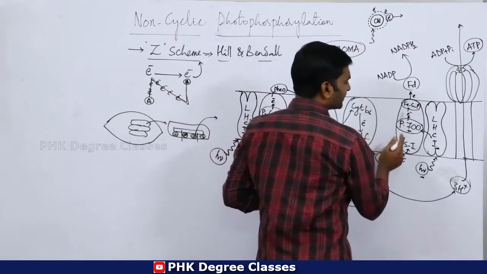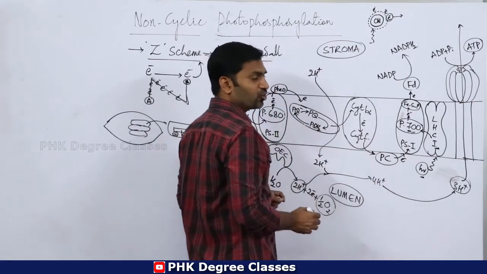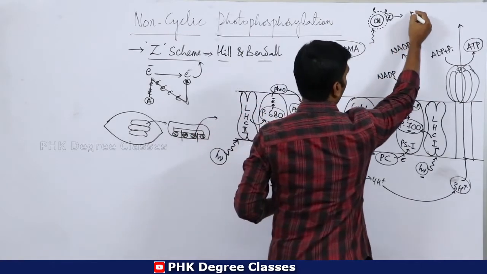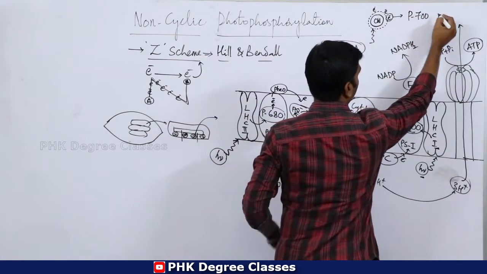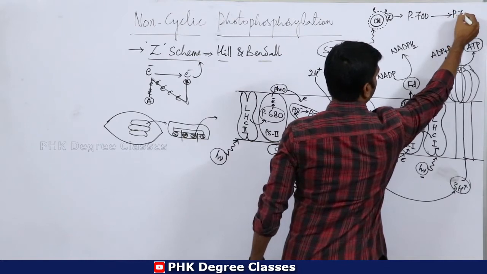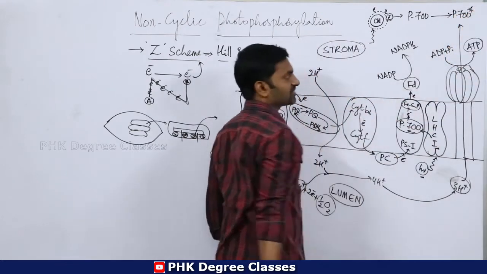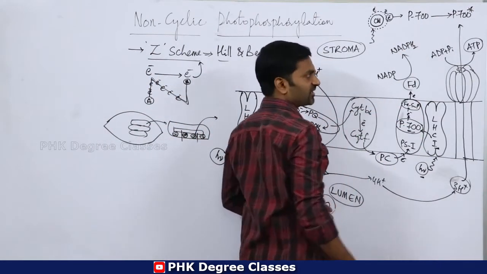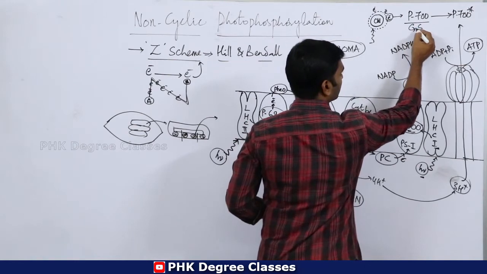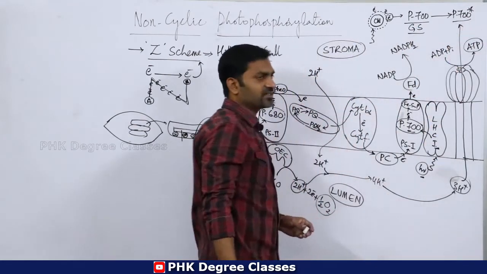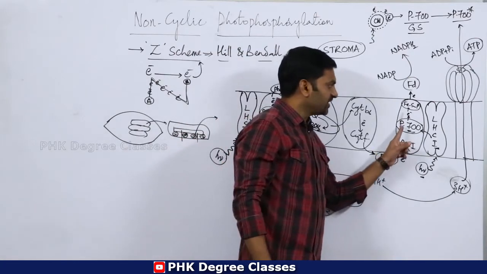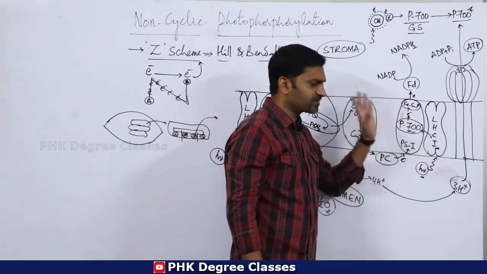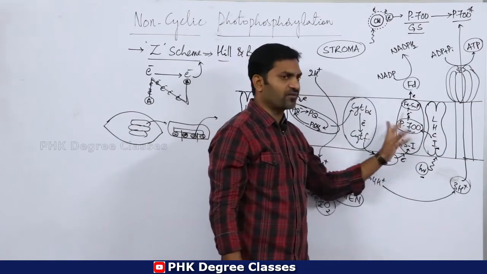The excited condition of P700 is denoted as P700 star. So star indicates the excited state. If there is no star over the P700, that is called the ground state. This is the ground state, this is the excited state. Now this P700 will be in the excited state whenever it receives light energy from the light harvesting complex.